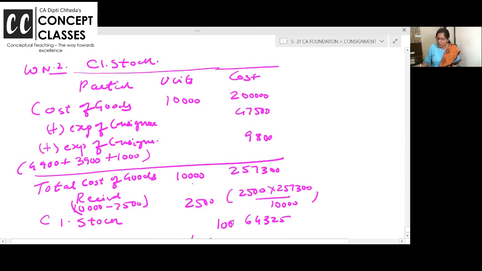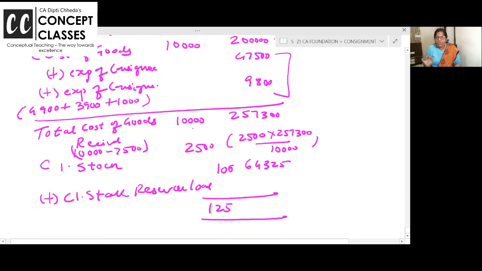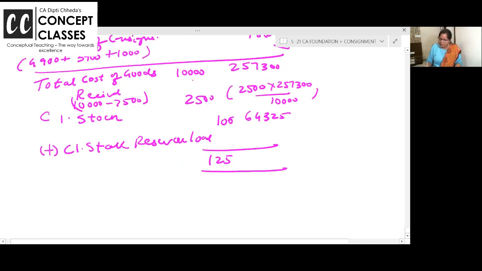You can't add loading on expenses and all this. Loading will be only on the cost of the goods. I hope you are getting. Expenses we are not adding the profit. Only the cost of the goods we will add the loading. So 2,500 units are sent at 25. 62,500 is the invoice price.